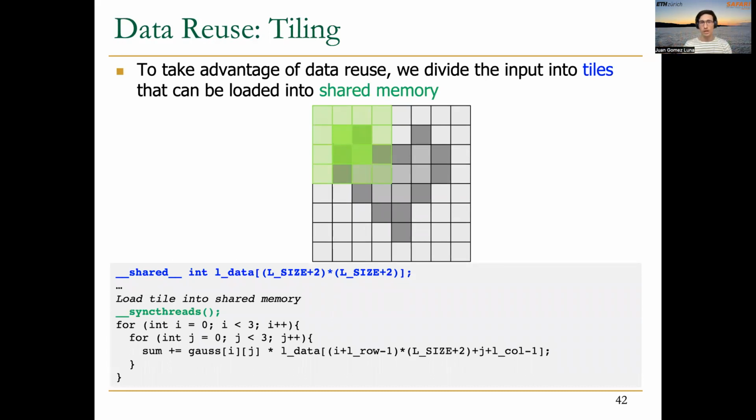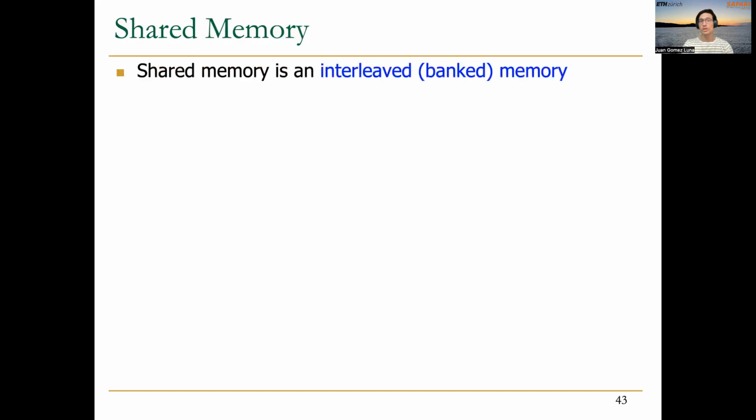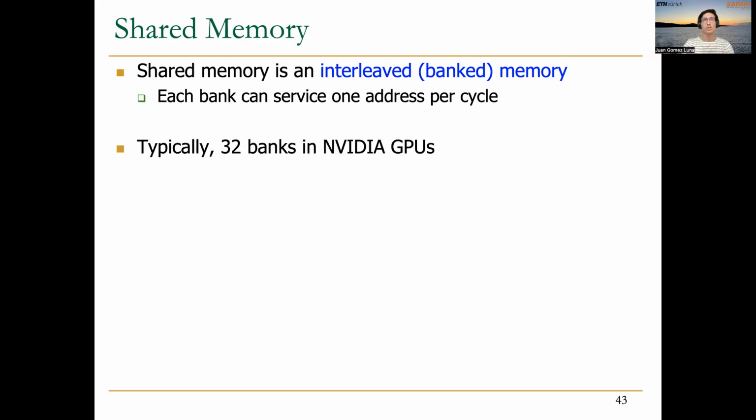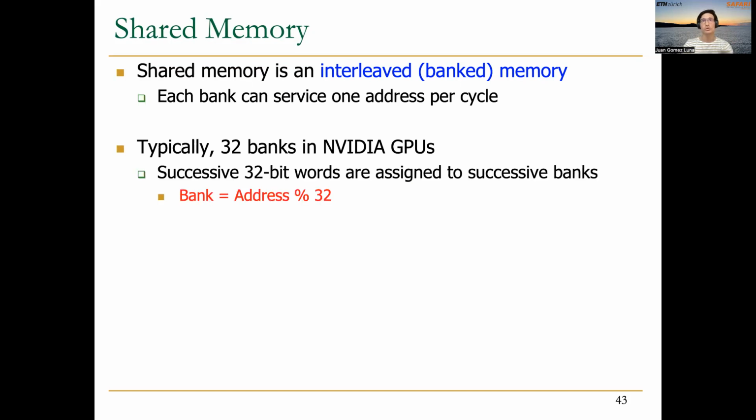We load an entire tile of the image into the shared memory, and then we operate directly on this tile in shared memory. But shared memory is an interleaved or banked memory. A good thing about this type of memory is that each bank can be accessed in parallel, and each bank will be servicing different addresses per cycle. There are typically 32 banks in the shared memory of NVIDIA GPUs, and the way that we place consecutive elements based on their address is by interleaving them, right? Address 0 goes to bank 0, address 1 goes to bank 1, and so on.